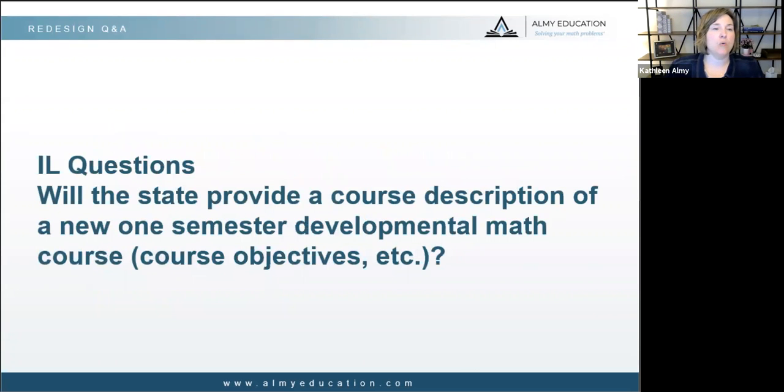Okay, will the state provide a course description of a new 1 semester developmental math course? Yes and no, it already kind of exists. Our PMGE course exists. Are they going to provide something new? I don't think so, not that I've heard of. I mean, I guess they could, but I haven't heard of anything. If anybody does hear of anything, let me know, but I don't think so.